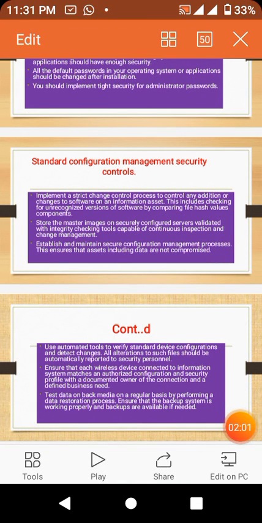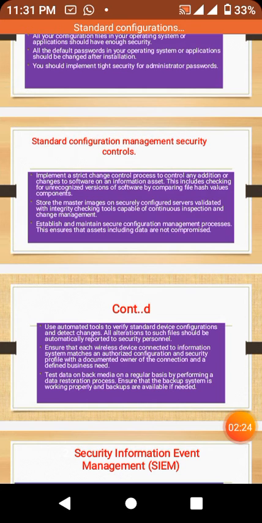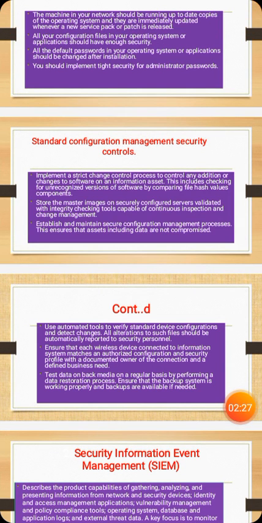Also to talk about is standard configuration management system controls. We should implement a strict change control process to control any addition or changes to software on an information asset. This includes checking for unrecognized versions of software by comparing file hash values. Another one is to store the master images on securely configured servers validated with integrity checking tools capable of continuous inspection and change management.